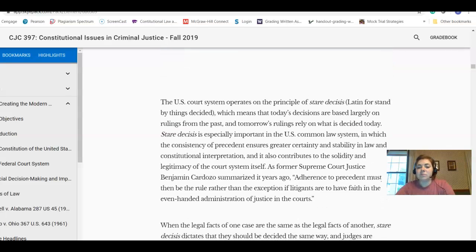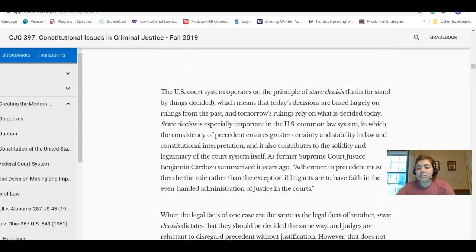Okay, so the federal court system works on this principle of stare decisis. That's how you say that, stare decisis. We can also substitute in this idea of precedent down here. That means the same thing as stare decisis. And this idea of precedent is that once the Supreme Court or those federal appellate courts make a decision, in all similar cases, they should reach the same outcome.